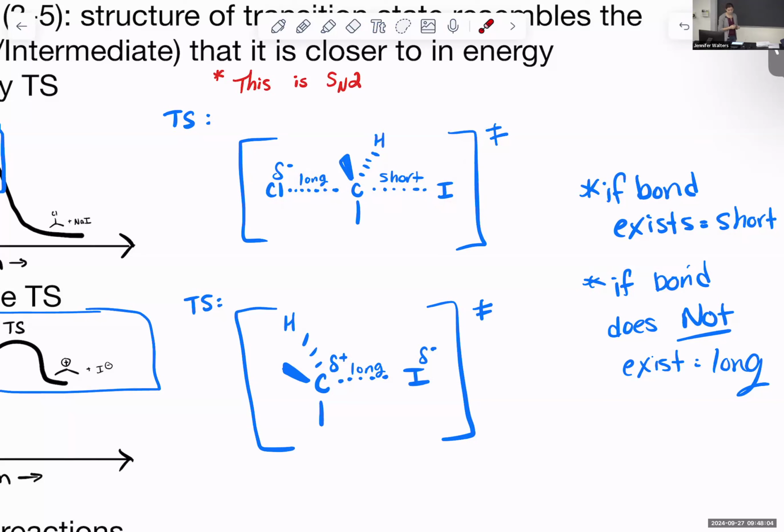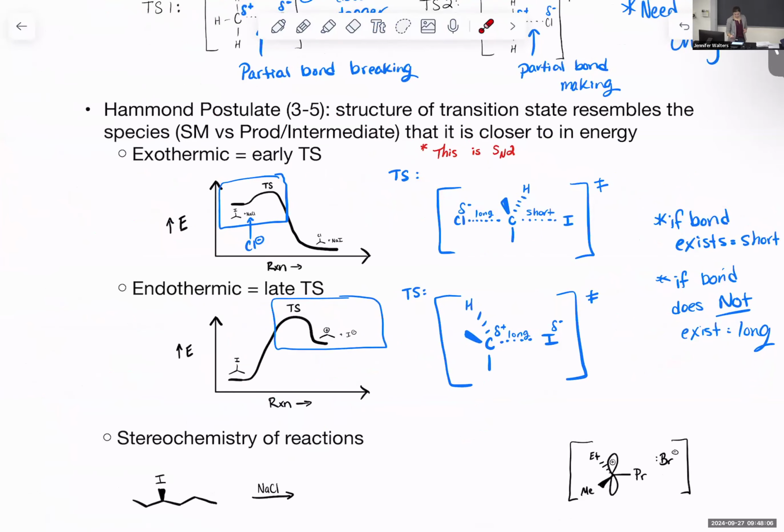Okay. Are we cool with the Hammond postulate? All right.